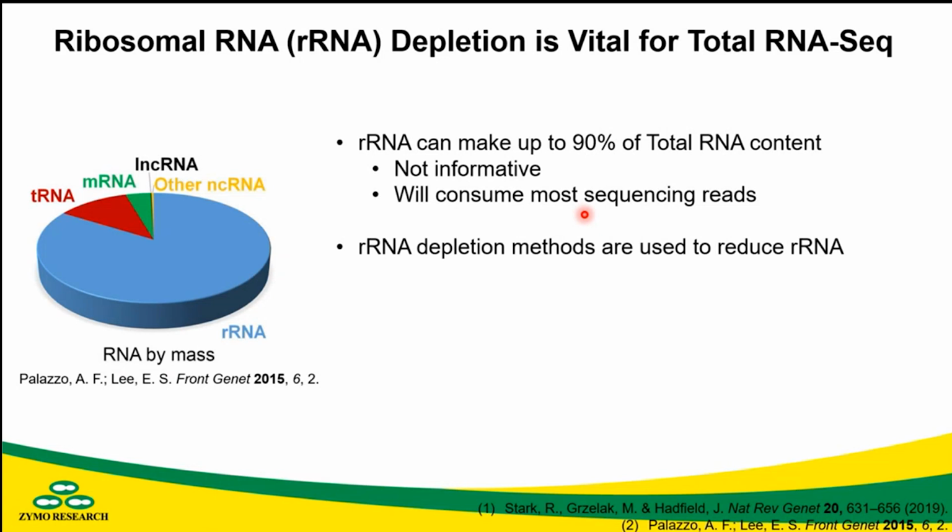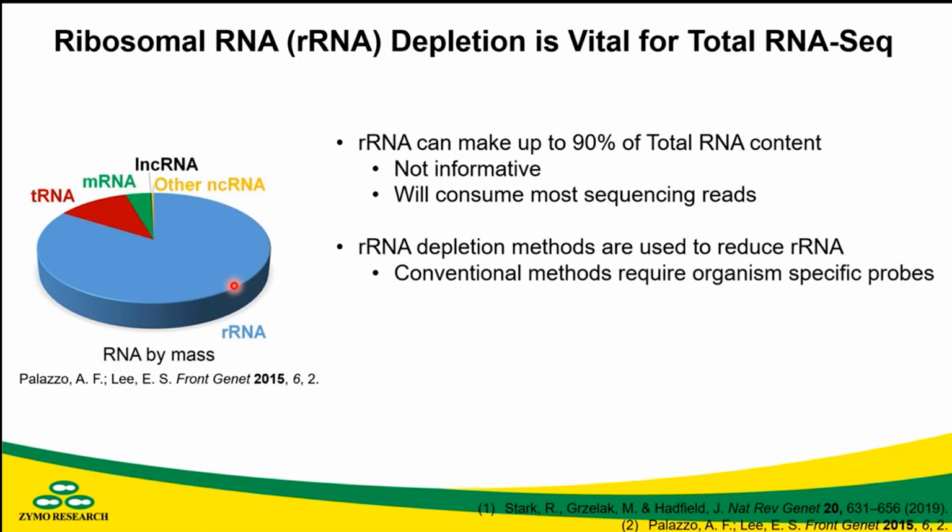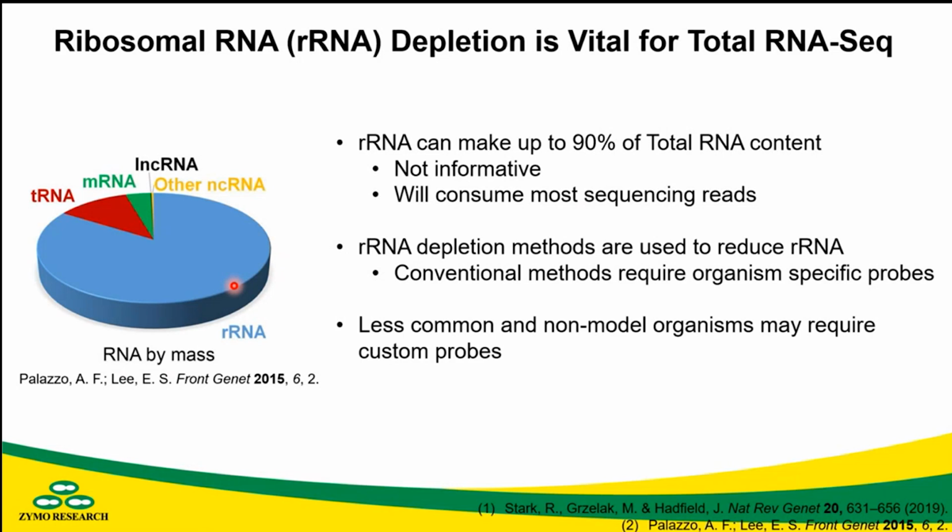And therefore, naturally, scientists would want rRNA depletion methods to reduce the signal coming from rRNA and in turn increase their experimental efficiency. But what we've seen is that conventional methods, including those on the market now, require organism-specific probes. This means for scientists who are studying less common or non-model organisms, such as not human, mouse, rat, which includes microbes, may require custom probes.